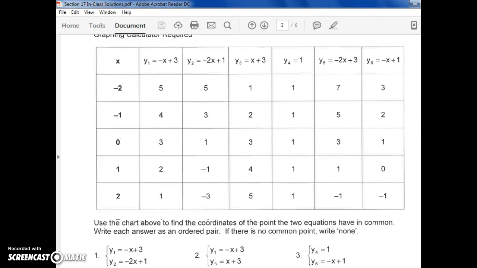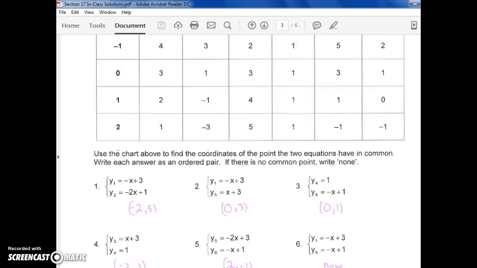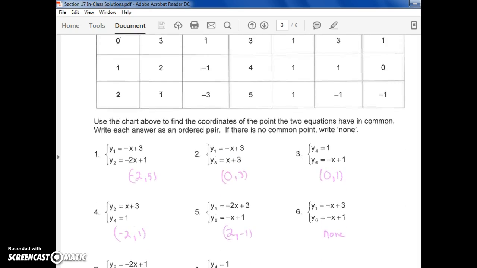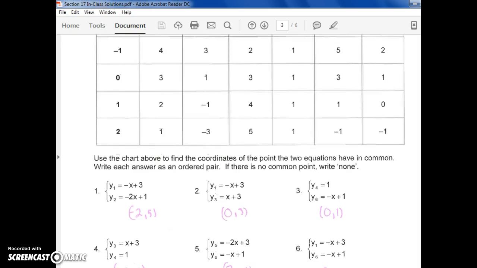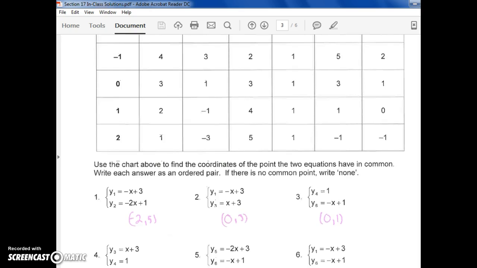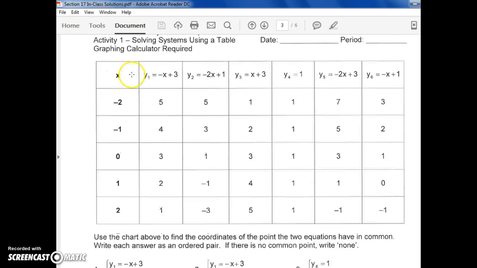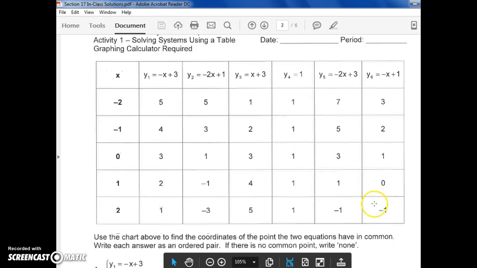So the rest are kind of straightforward until we get to number 6 and number 7. So number 6, we have the equations y sub 1 and y sub 6, negative x plus 3 and negative x plus 1. So if I look at those values, for the y sub 1, I have a 5, y sub 6 is 3, no match there. 4 and 2, no match. 3 and 1 is no match. And 2 and 0 is no match, and neither is this one. So what ends up happening is there is no point of intersection based on the information that we have.